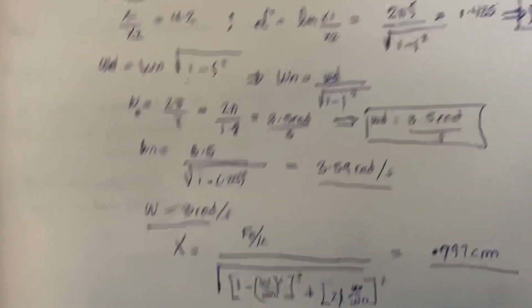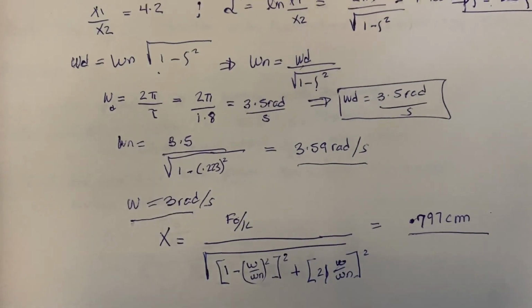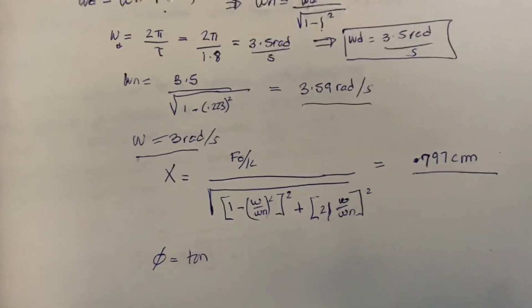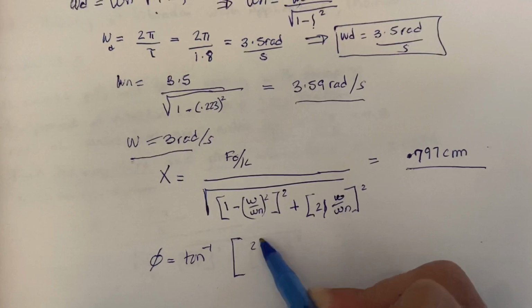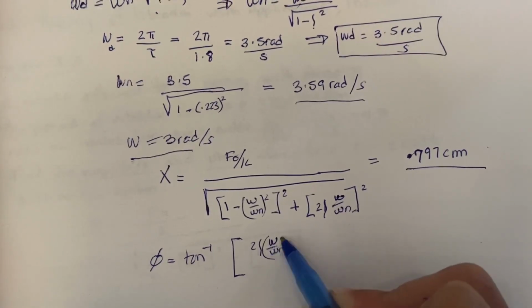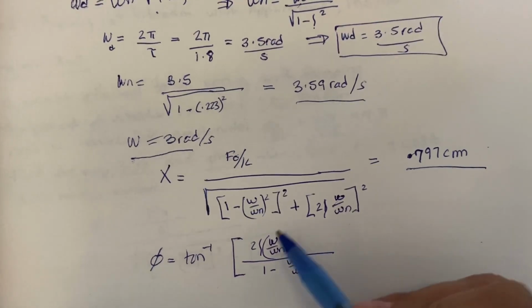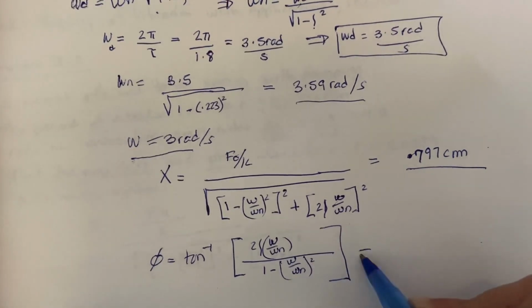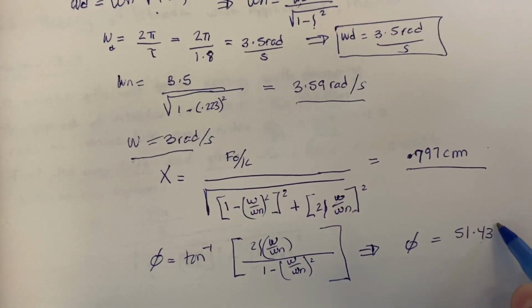The equation for the phase is given by the following equation. The angle will be the inverse tangent of 2 times the damping ratio times ω over ωn, over 1 minus ω over ωn squared. Again, we can substitute all these values that we found previously, and it's going to be equal to 51.43 degrees.